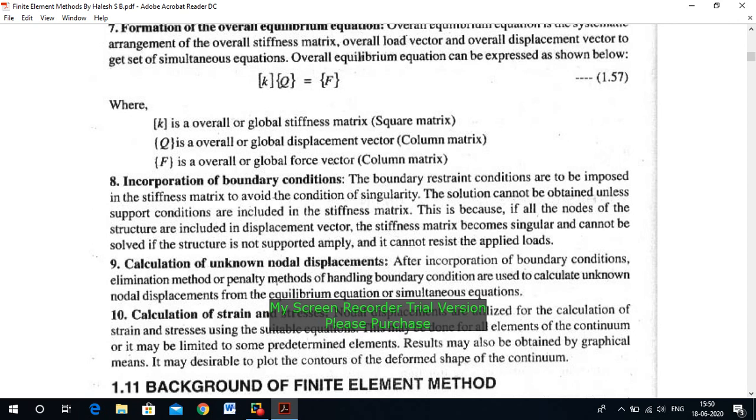And the last step in the finite element method is calculation of strain and stresses. To find the stress and strain at each and every node, the nodal displacements are utilized for the calculation of strain and stress using suitable equations. This may be done for all elements of the continuum, or it may be limited to some predetermined elements. Results may also be obtained by graphical means. One may decide to plot the contours of the deformed shape of a continuum.